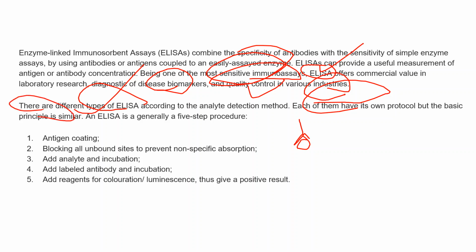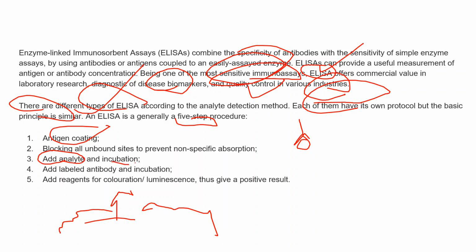And ELISA has this five-step procedure. First is antigen coating. Once the antigen coating is done, then we have to block the other unbound sites. Blocking is very important. For that, we use non-specific proteins so that they block the non-specific absorption. Then we have to add the analyte and do the incubation.